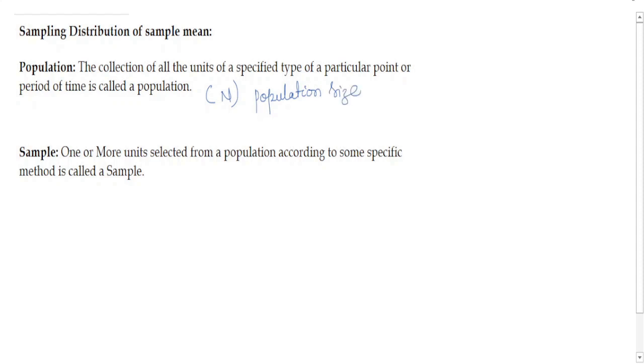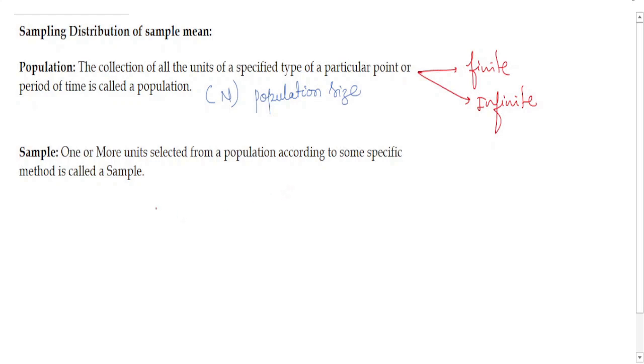And a population is said to be finite or infinite depending upon whether the size is finite or infinite. So now coming to the sample. One or more units selected from a population according to some specific method is called a sample. So we will draw some units from the entire data, and that is called a sample.